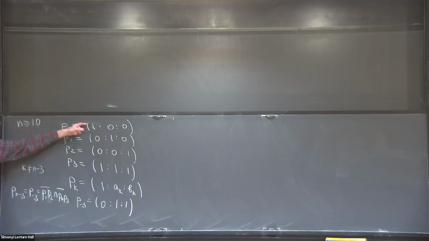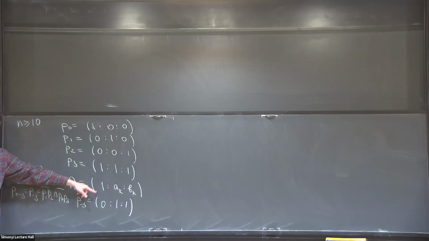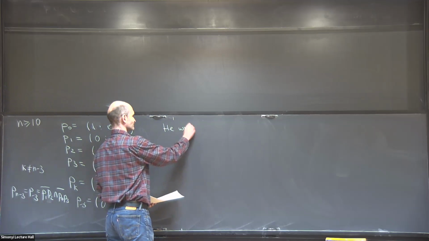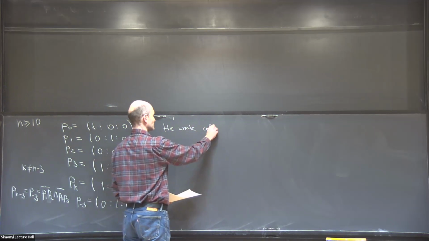But then nothing else lies on the first line, because the first line is P1, P2. We have a realization of this matroid, so all the others must have non-zero first entry. Might as well scale it. Perfect. You have this matrix with these unknowns, AK, BK. So he wrote the collinearity condition.